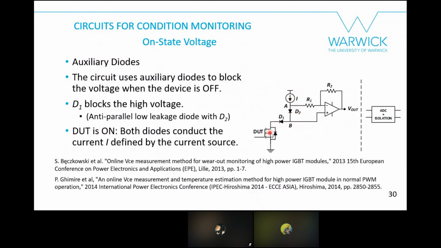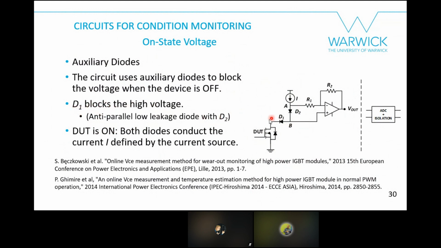That consists in using auxiliary diodes for monitoring the on-state voltage of the device under test. So the key here is that you have some amplifiers and some diodes to block the high voltage and measure the on-state voltage across the device. But you could say, okay, but the circuit is measuring the voltage across diode number 2. It's not monitoring the voltage across the MOSFET. So why? I will try to explain that. So just bear with me for a moment.